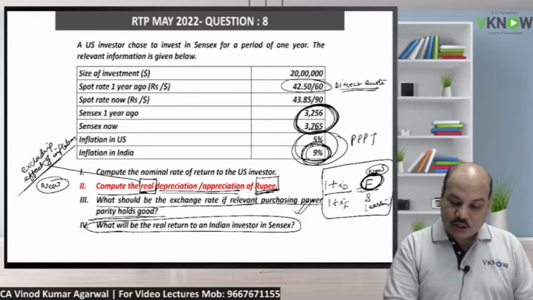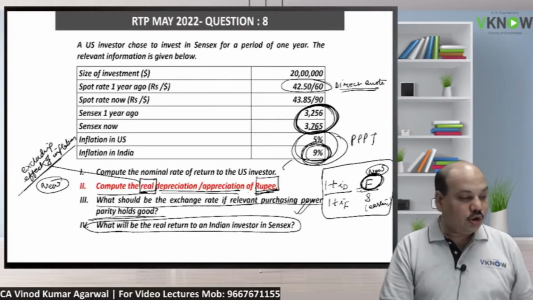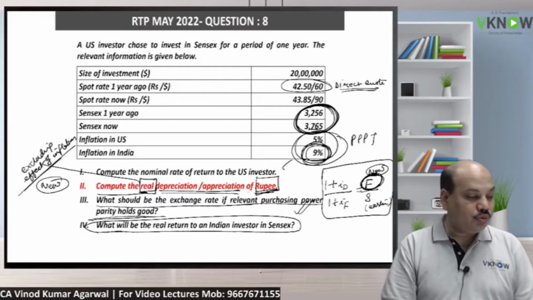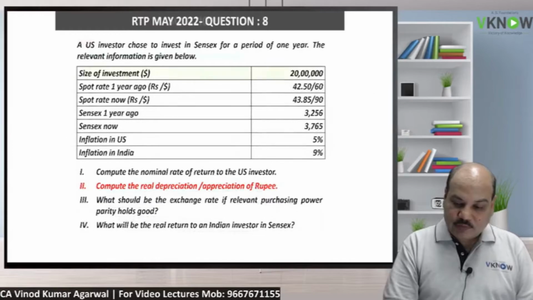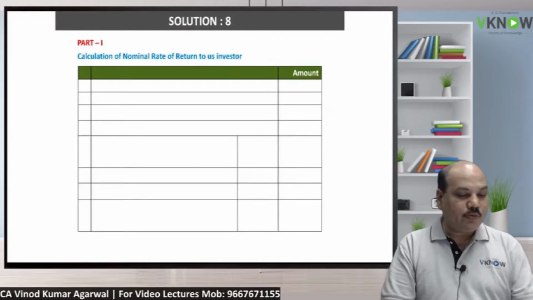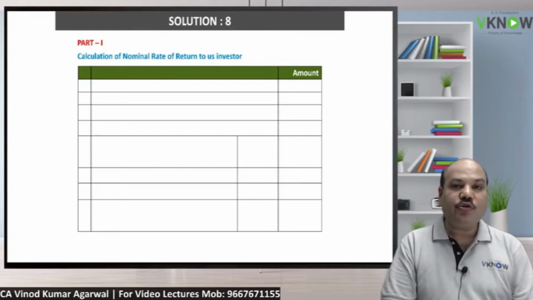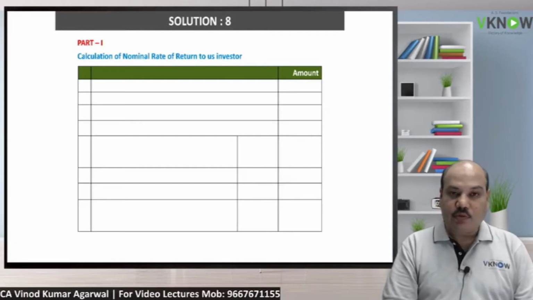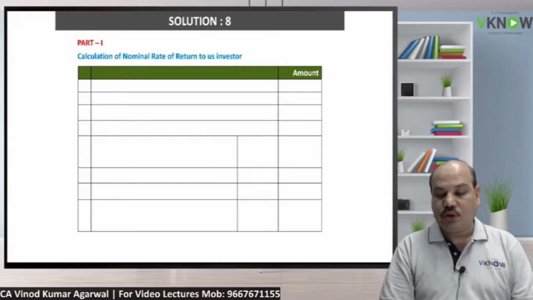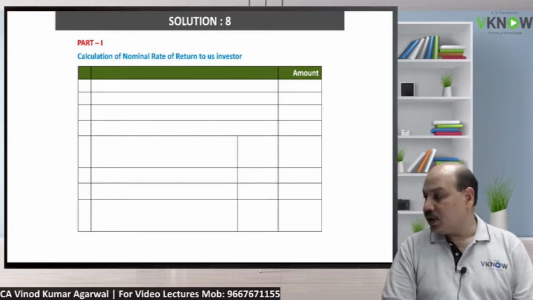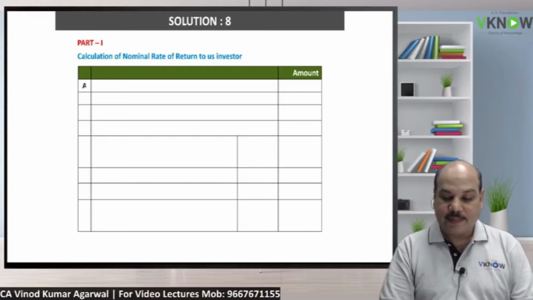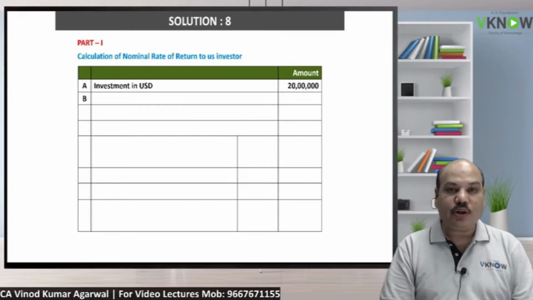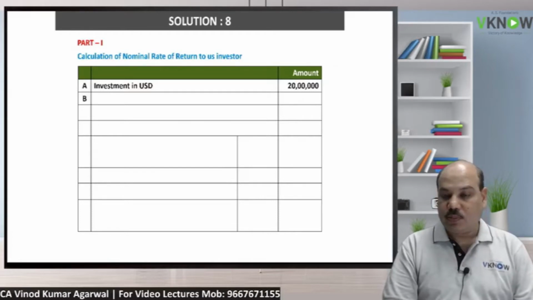Okay. So first answer first, what is the nominal rate of return to the US investor? So that's a very easy question. Write down, just follow me. There is a small error in the institute answer. I will tell you that also. Part 1 of the answer is calculation of nominal rate of return to the US investor. Right hand side amount. First point A, investment in USD. Given in the question, first paragraph, 20 lakh dollar.